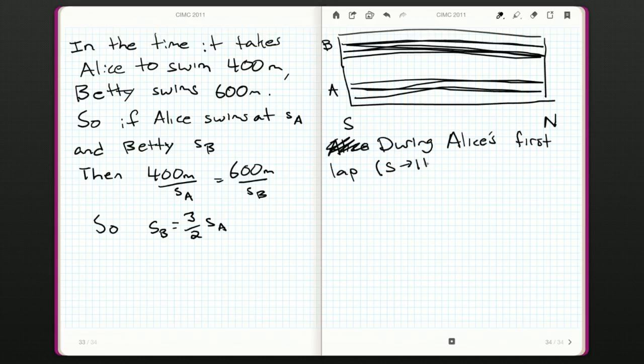So during Alice's first lap, so when she goes from S to N, we have to ask ourselves, how many times do A and B cross during the first lap? And then we can ask about the second lap, and then the third lap, and finally the fourth lap.